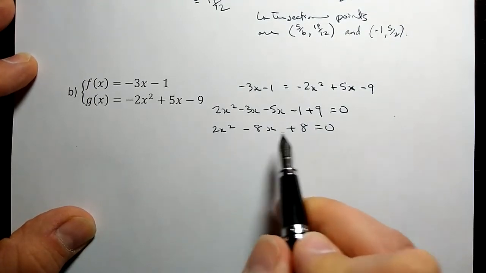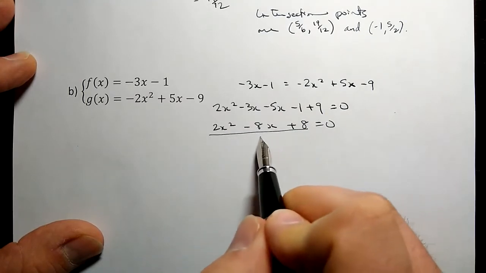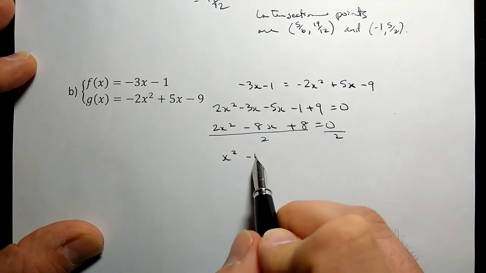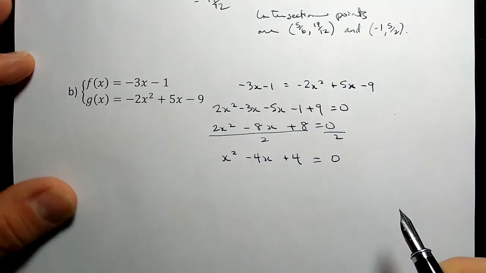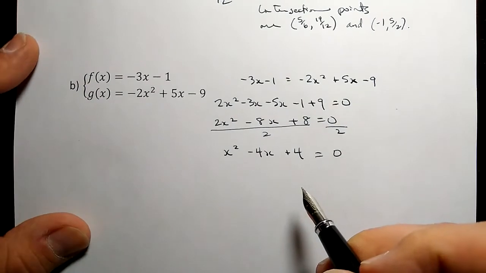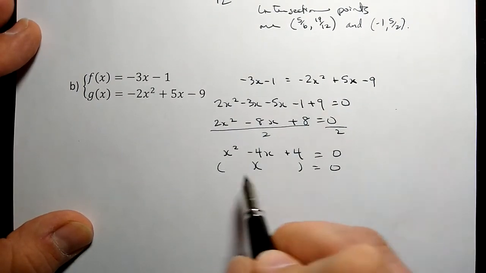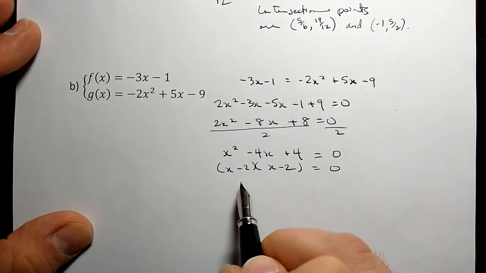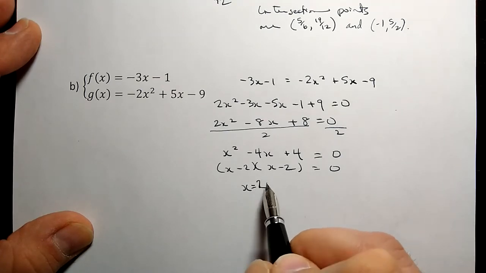Now I see that I have even numbers for everything. I can divide both sides of the equation by 2, leaving me with x squared minus 4x plus 4, and over here we have 0 divided by 2 is 0. Now this one's very factorable too. I happen to know this one because I notice that it's a perfect square. x minus 2, x minus 2, which means the only solution is that x is positive 2.